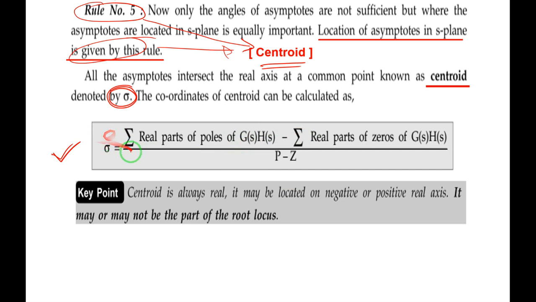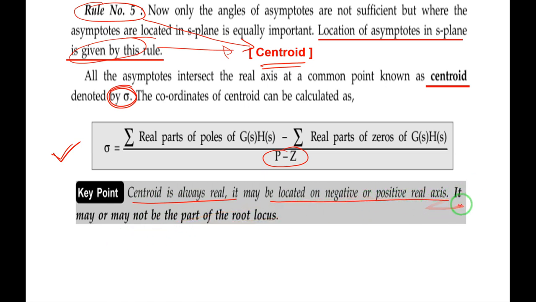So how do we calculate the centroid? It is the sum of the real parts of the poles of G(s)H(s) minus the sum of the real parts of the zeros of the open loop transfer function, divided by p minus z. P minus z gives me the number of branches which are moving towards infinity. And the centroid is always real. It cannot be imaginary. It always lies on the real axis. It can be either negative or positive. It may be located on the negative real axis or the positive real axis.